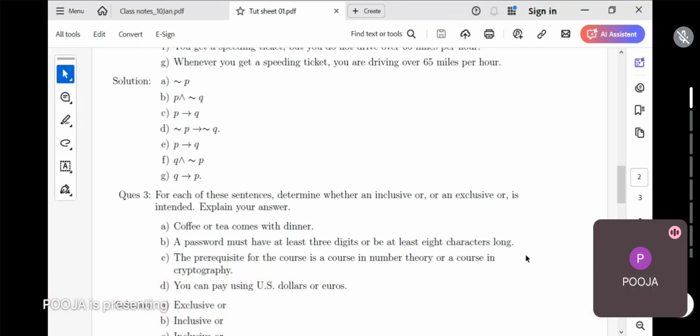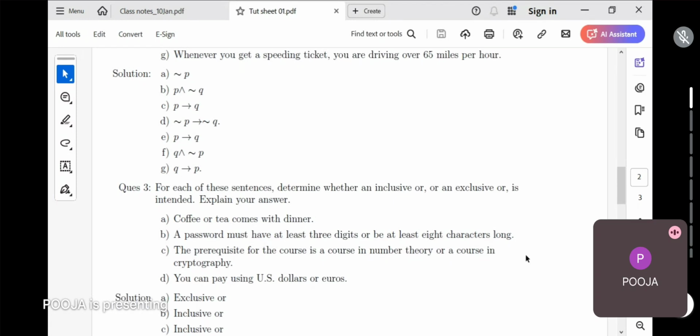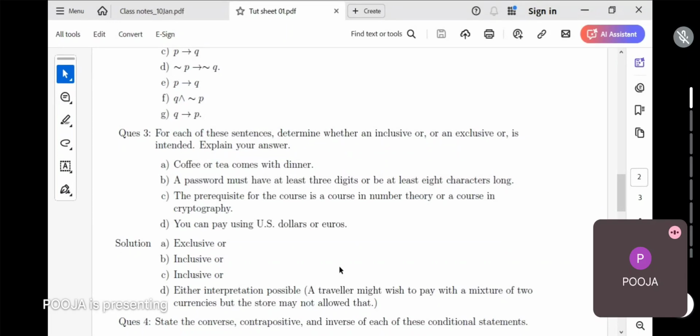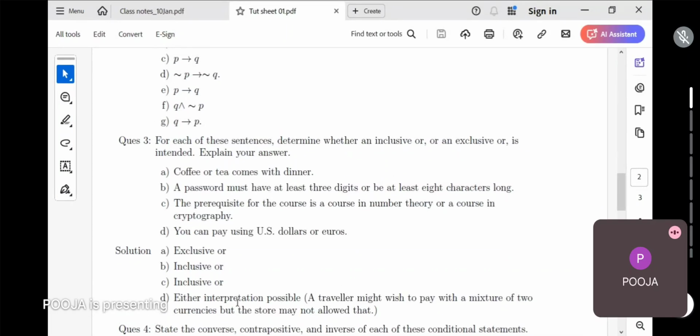Then the prerequisite for the course is a course in number theory or a course in cryptography. I am saying to study discrete structure, you need to do either number theory or cryptography, but I cannot refuse the student who has done both. So if you have done both the courses, even then you are allowed in discrete structure. So this is also inclusive or. You can pay using US dollar or euros. ये क्वेश्चन काफी सब्जेक्टिव है, इंटरप्रिटेशन के लिए है, इसीलिए मैंने यहाँ पे लिख दिया है क्लियरली.